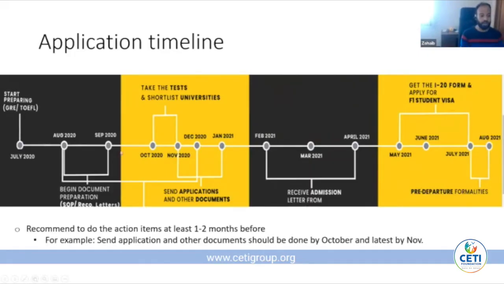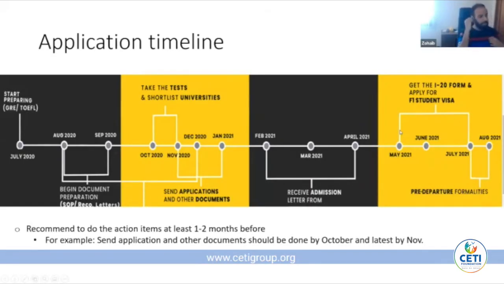You should start contacting professors around September, October. And October, November is the time when you should take the test and send your documents around November, December, or so. And the timeline to get an admit is around February to March. And then if you're getting admitted to September, your pre-departure formalities are around May or so.